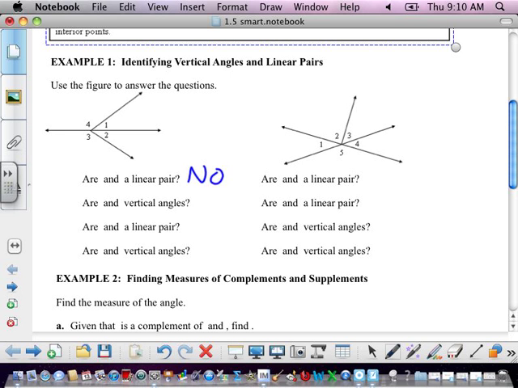Okay, let's look carefully. Are 1 and 3 vertical angles? Let's look. So we've got angle 3 and angle 1. Do they have two sets of opposite rays? They go opposite each other and opposite each other? No, so they are not a vertical pair. Okay, let's look at 1 and 4. Do they form a linear pair? Yes, because they form a straight line. 1 and 4, yes. Okay, 2 and 4. Are they vertical angles? No.